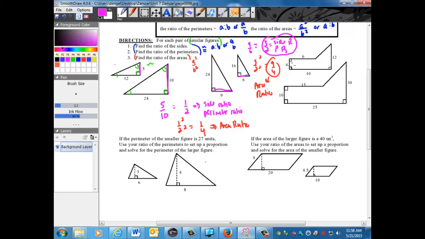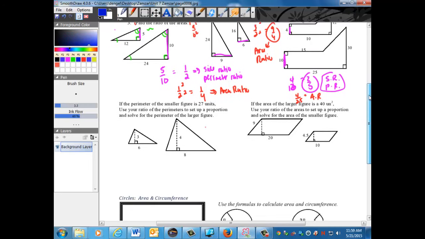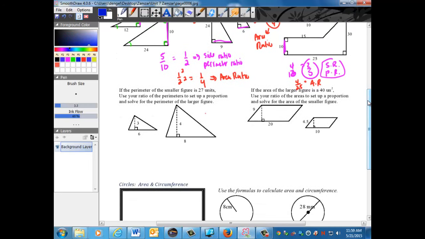Alright, and then next shape, let's take a look at 4 and 10. So 4 over 10 would reduce to 2/5. Again, 2/5 would be our side ratio and our perimeter ratio. And then to get the area ratio, we square it. And if we square 2/5, we get 4/25 is our area ratio. Alright, we'll see down below why we use those ratios.